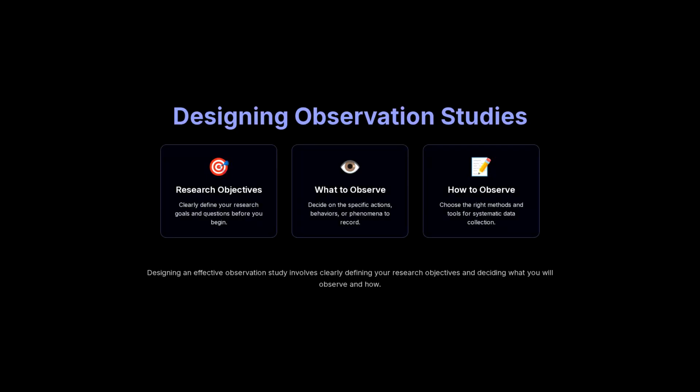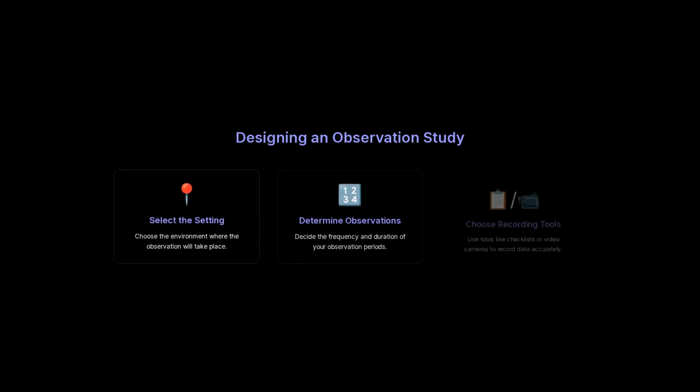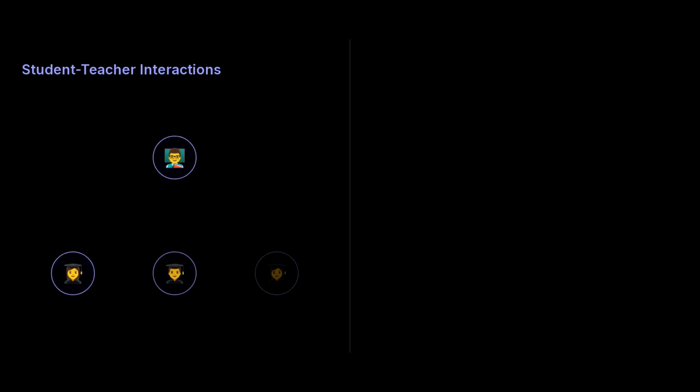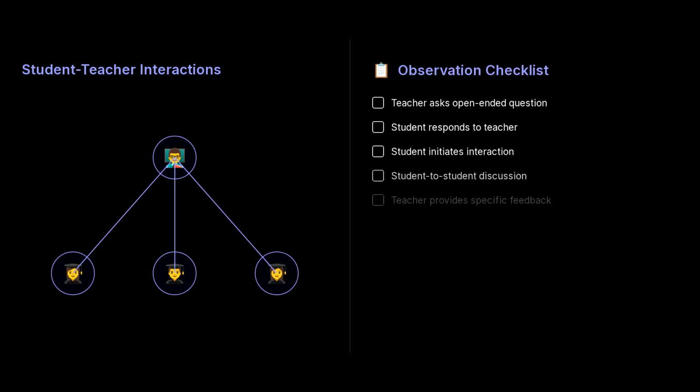Designing an effective observation study involves clearly defining your research objectives and deciding what you will observe and how. This includes selecting the setting, determining the number of observations, and choosing the right tools for recording data, such as checklists or video cameras. For example, if you're observing classroom dynamics, you might decide to focus on student-teacher interactions and use a checklist to document specific behaviors and interactions throughout the class period.